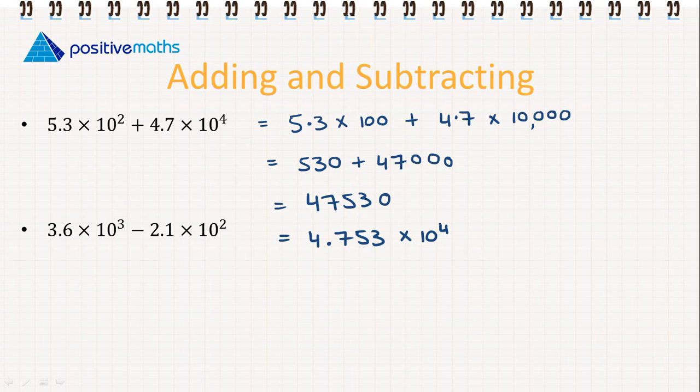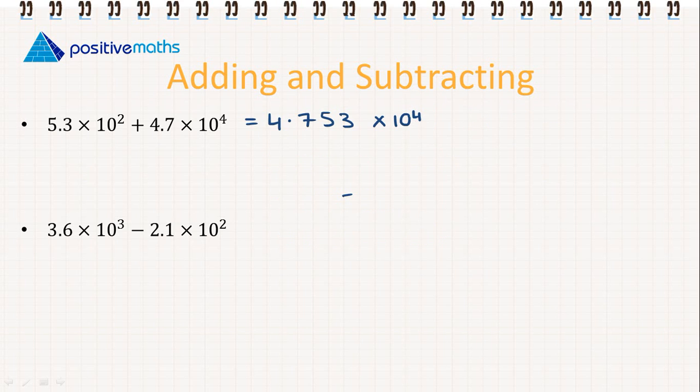Next example, we have 3.6 by 10 to the power of 3 minus 2.1 by 10 to the power of 2. So again, let's expand these numbers first of all. So when we subtract these two numbers, we get 3390.